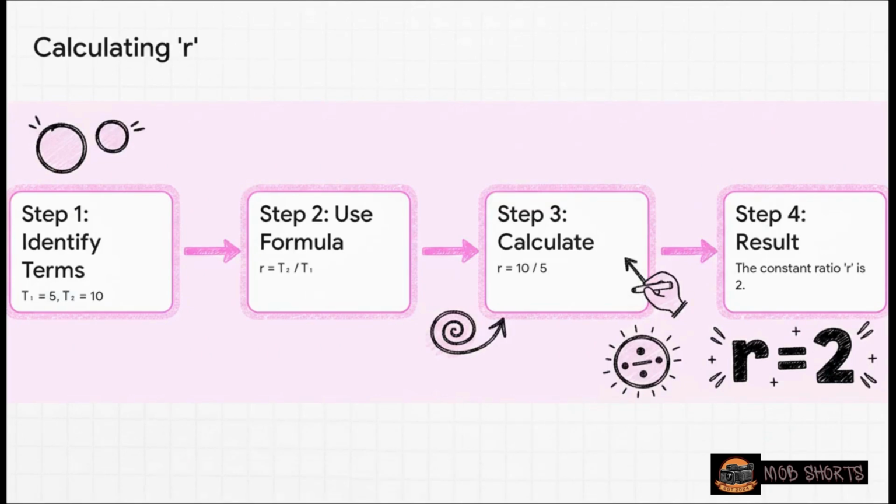Step 1, we grab the first 2 terms, which are 5 and 10. Step 2, we use our ratio formula, which means dividing the second term by the first. So step 3, we calculate 10 divided by 5, and we get our answer, 2. That's it. The constant ratio r for this sequence is 2.